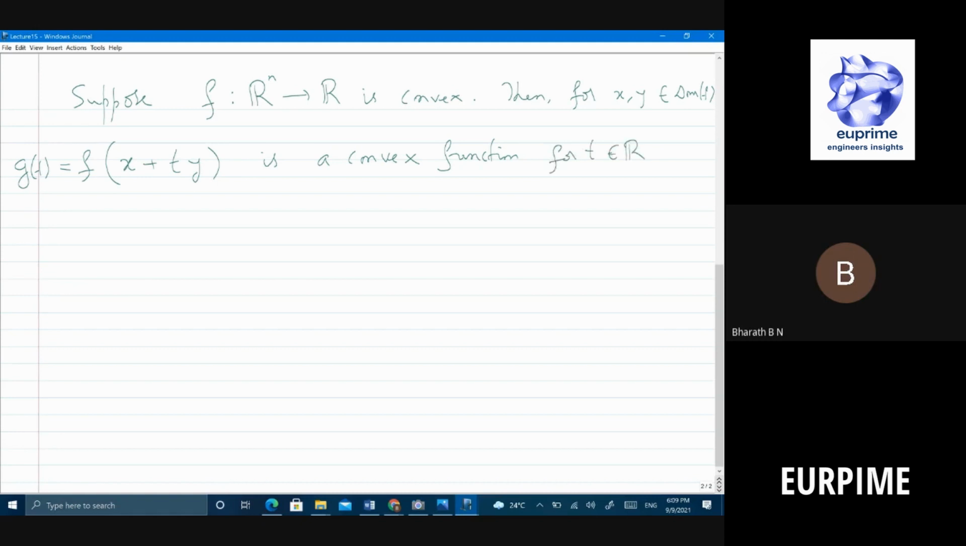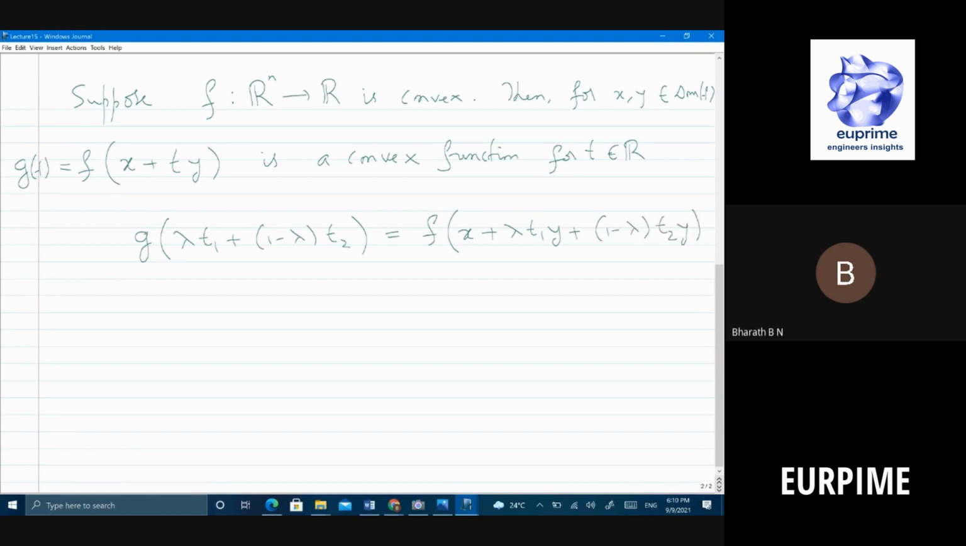Let's see. I need to prove that this is a convex function. What do you mean by that? You look at lambda t1 plus 1 minus lambda t2. This is a convex combination of 2 points, t1 and t2. Now I have to prove that g of this is less than or equal to lambda times g of t1 plus 1 minus lambda times g of t2. So let's see what this means. This means f of x plus, instead of t, I have to put lambda t1 plus 1 minus lambda t2. So we get lambda t1 y plus 1 minus lambda t2 y. I'm just multiplying it, that's all.